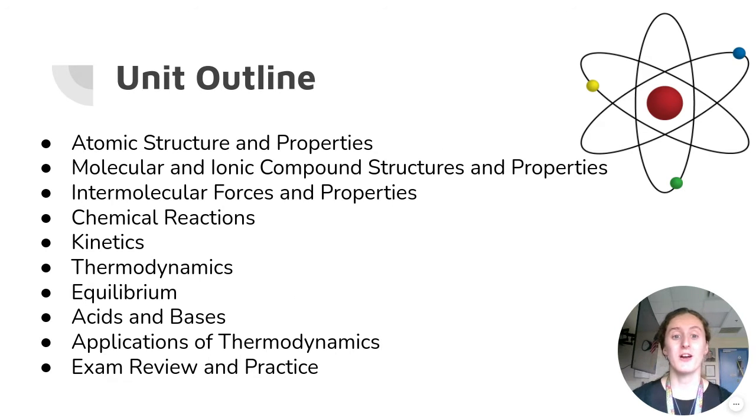So into our unit outline, we are going to be covering quite a few different topics this year. We're going to start by talking about atomic structure and properties, molecular and ionic compound structures and their properties. Then we're also going to go into intermolecular forces and properties, chemical reactions, all those different types, kinetics, thermodynamics, equilibrium, acids and bases. Then we will be revisiting thermodynamics at the end of our program. And then lastly, we will have some time set aside specifically for practice and exam review before the AP exam in May.